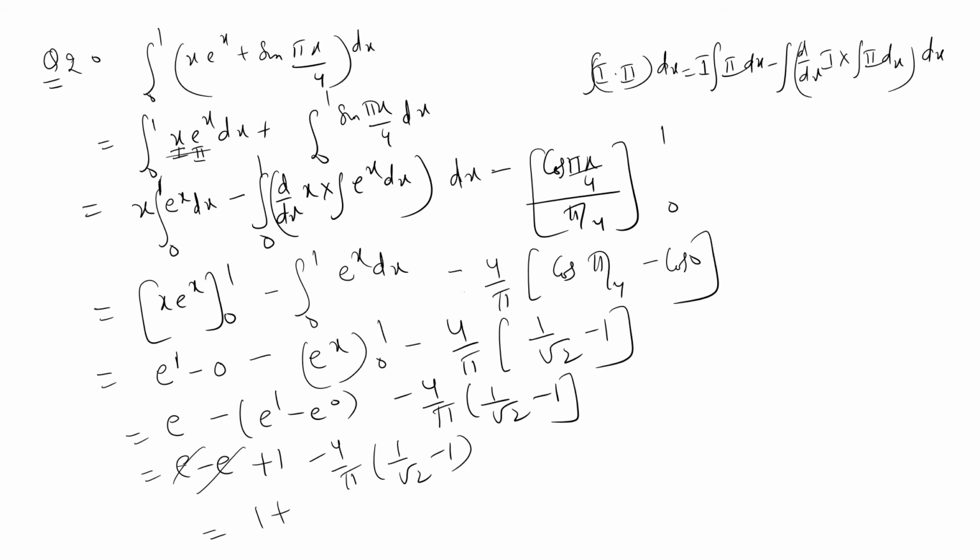We are in the process of just finding out this is 1 plus 1 minus, okay, so this is 1 minus 4 upon pi into (1 upon root 2 minus 1), right? I hope, just check.